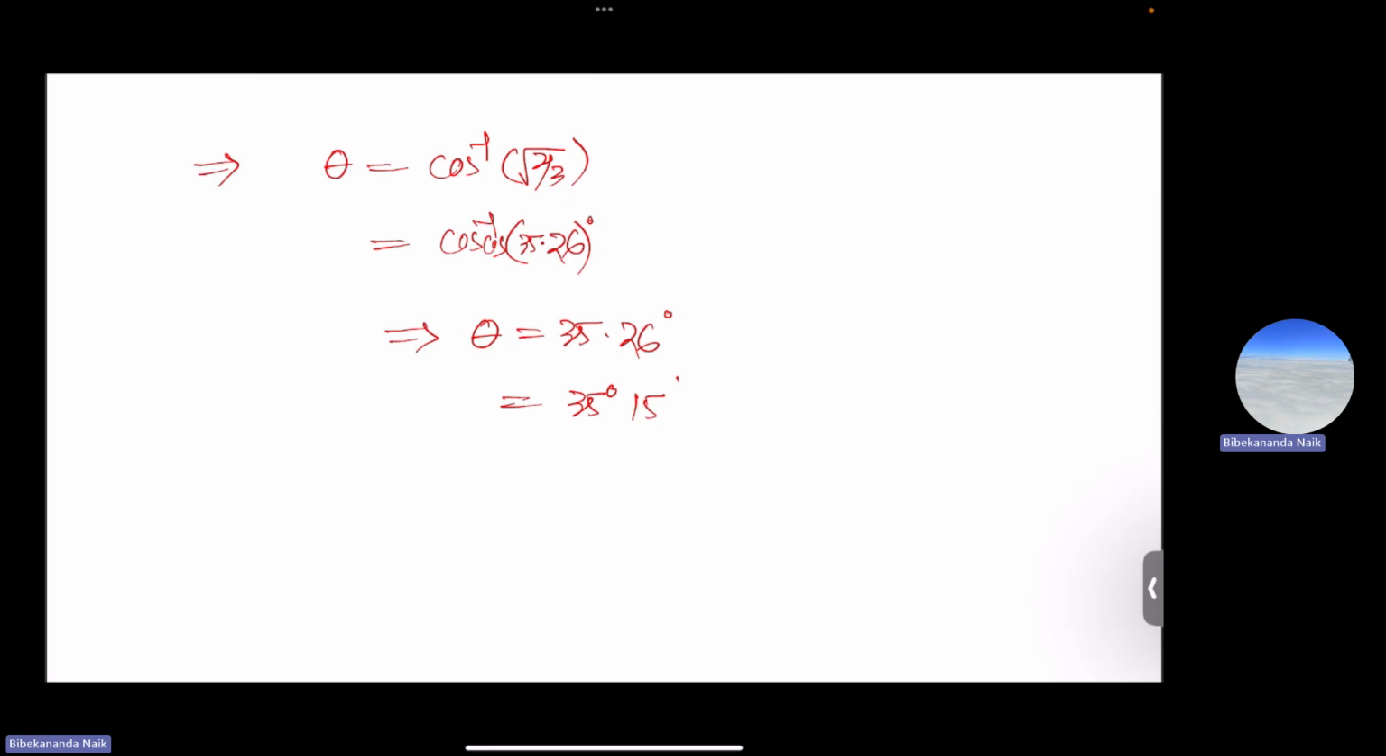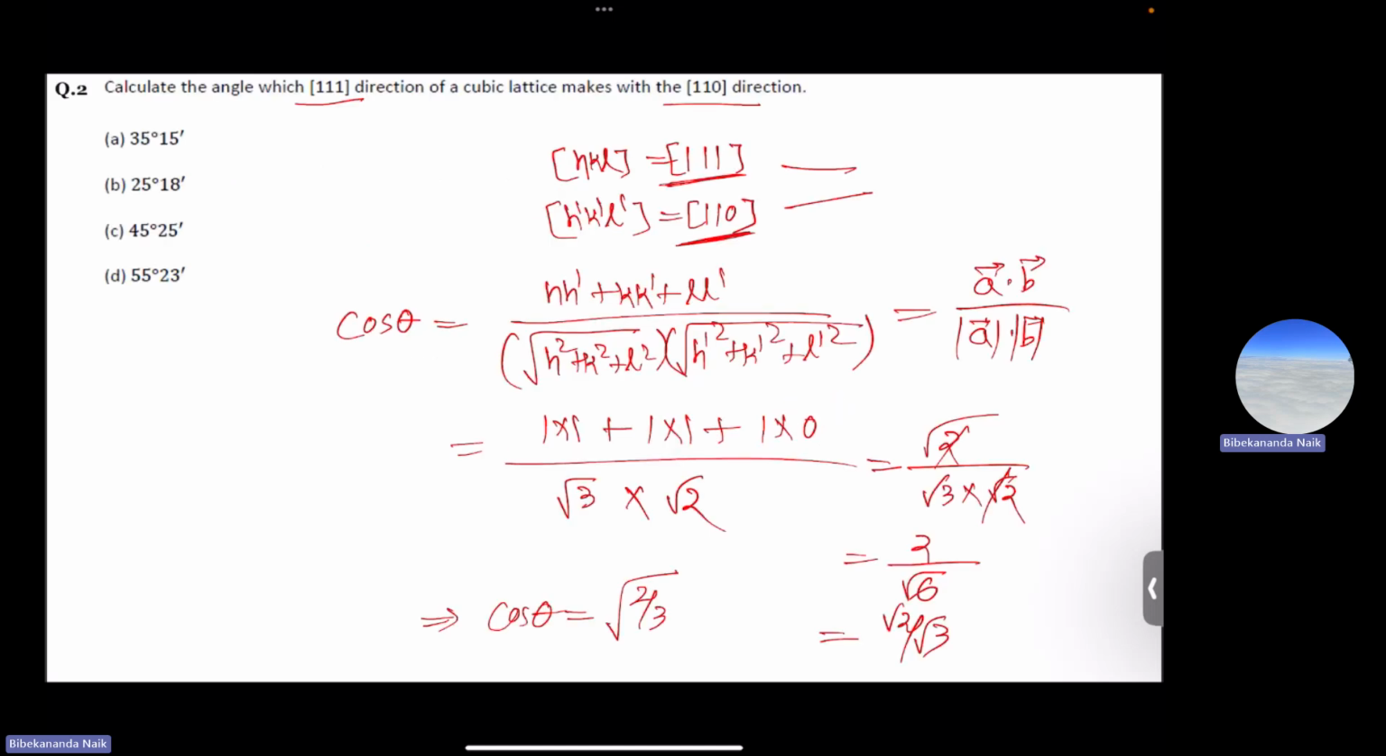And we know 1 degree is 60 minutes. So 0.26 is roughly 0.25 we can say. So it is 15 minutes. So theta will be 35 degree 15 minutes. That is the answer. So the correct option is option A, that is 35 degree 15 minutes.